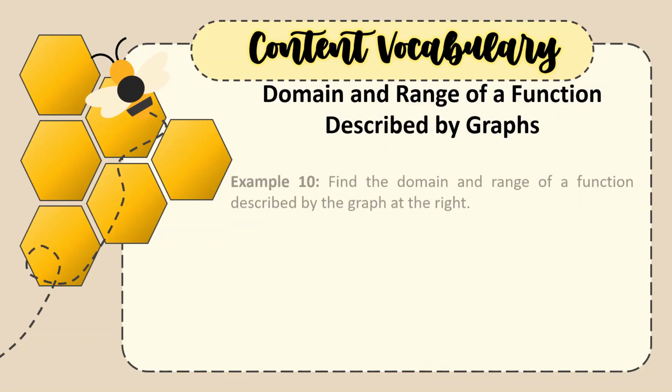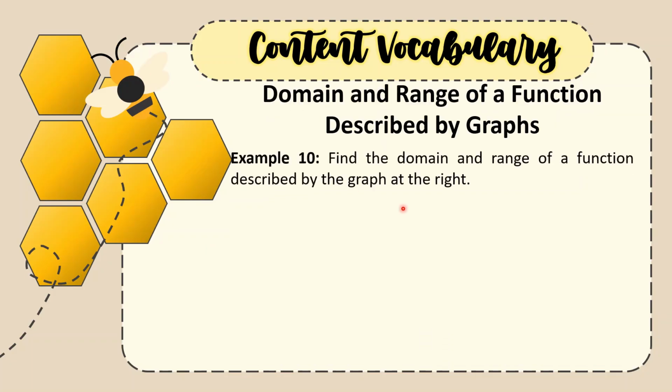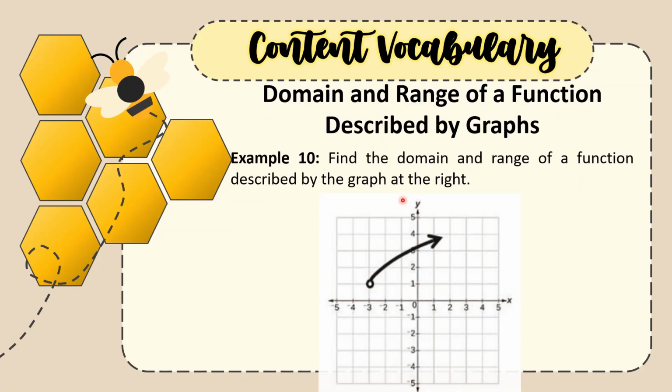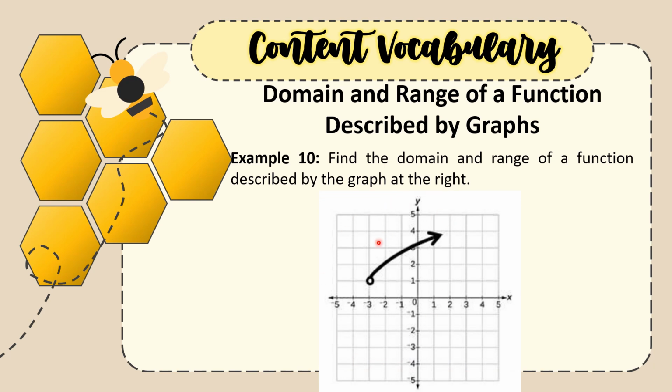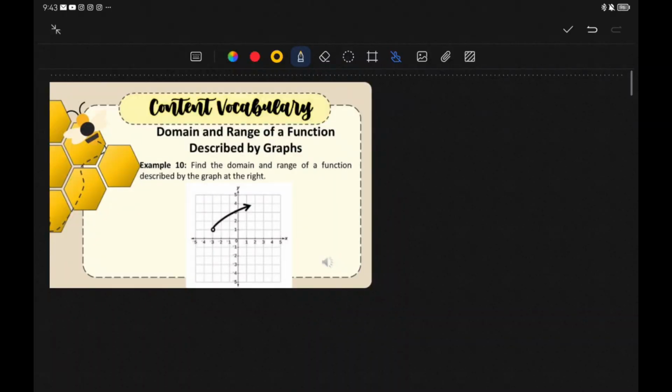For example number 10, we have here, again, find the domain and range of a function described by the graph. So we have here another graph that is different from the first graphs presented. Now let's proceed to example number 10. To determine the domain visually, consider the acceptable x values or inputs taken by the graph by looking in the x values from left to right or horizontally.